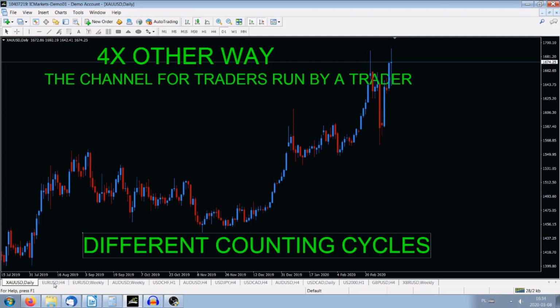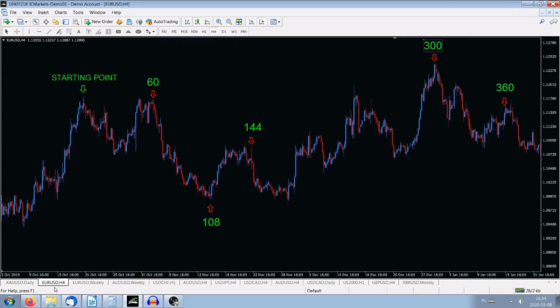First of all, I'm on the Euro-USD 4-hour chart. We've got a starting point here, and you can see that after 60 candles we got a top right here. It is a harmonic value, so we might forecast that from this point on, when we've got those 2 points, we might try to find turning points on multiples of 12.